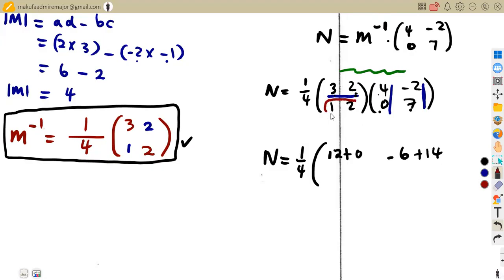Now we move on to this row versus the first column. So it's 1 times 4, which is 4, plus 2 times 0, which is 0 in this case. We are done with this column. We are still on the same row, but now it's multiplying this column. So it's going to be 1 times minus 2, which is minus 2, plus 2 times 7 in this case, which is going to give us 14. So this is what you're going to have.